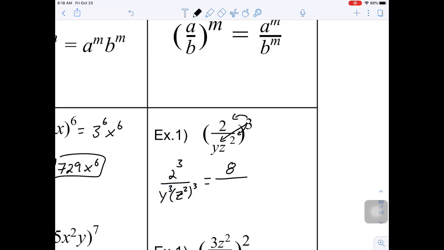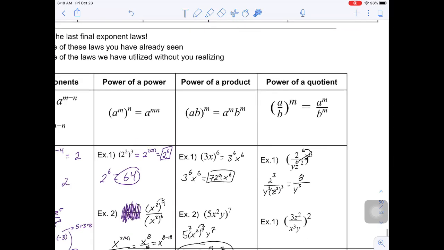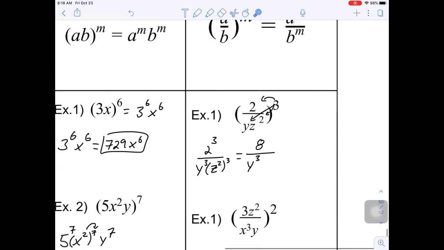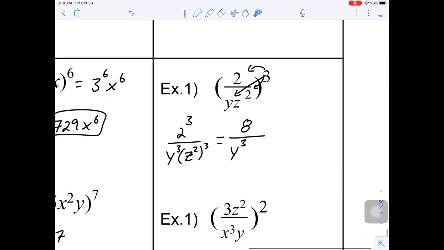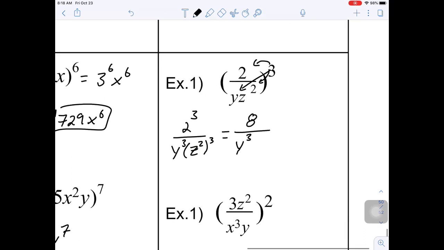y cubed simply just stays as y cubed. Here, z squared to the cube, well, we're going to have to apply a power of a power rule. m and n multiply together. So here, 2 times 3, so that's going to give me 6. So this will be z to the power of 6. And there's our simplified form.